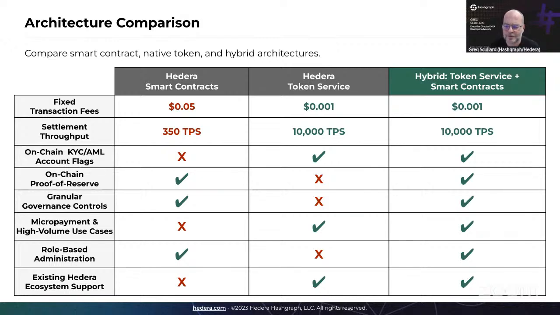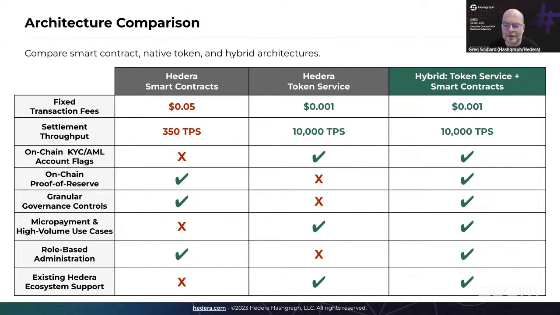We've got smart contracts for granular governance, role-based administration. But as you can see, the smart contracts are for an equivalent for a stablecoin that would be built purely on smart contracts. The cost of transferring the token from one user to another is about 50 times greater than it is with the token service.